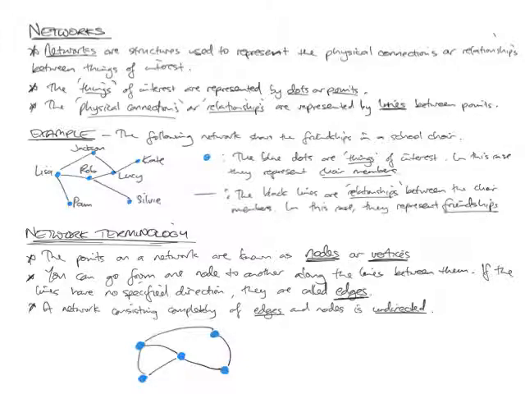So networks are structures or drawings that are used to represent the physical connections or relationships between things that we're interested in, or things of interest. The things of interest are represented by dots or points on the drawing, and the physical connections or relationships are represented by lines connecting the dots.